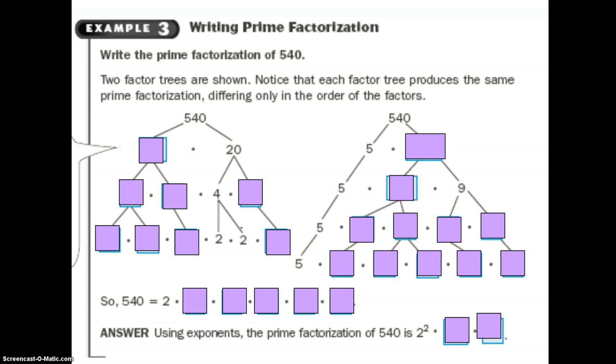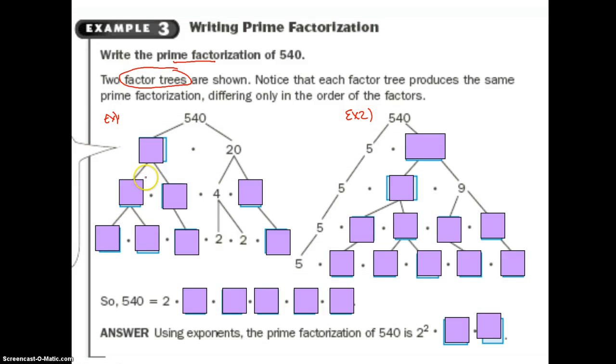For example 3, we're going to write the prime factorization of 540. To write the prime factorization, you're going to use factor trees. Okay? It's the only way you can find the prime factorization. Your factor tree may look different than your neighbor's factor tree because it depends which 2 numbers you choose to divide into 540. So I'm going to show you 2 ways, example 1 and example 2. No matter how you go about making your factor tree, you're going to get the same prime factorization.